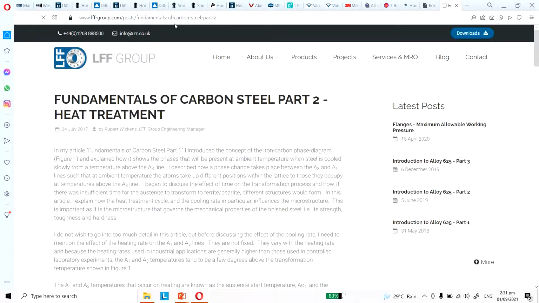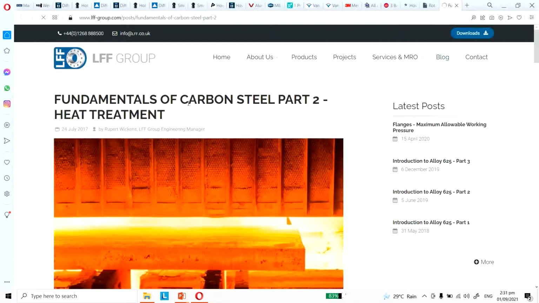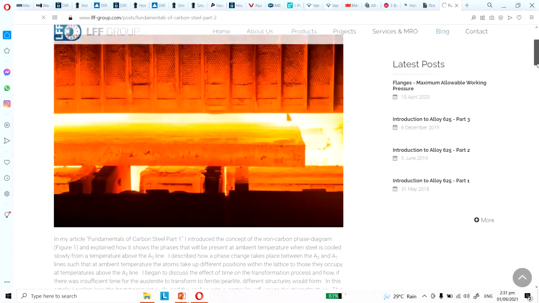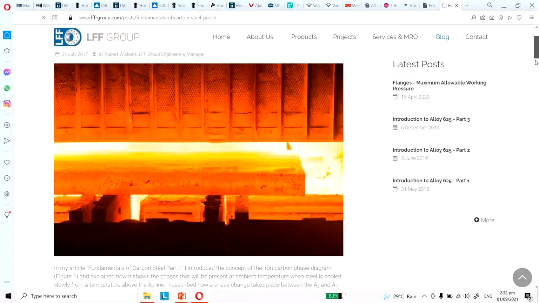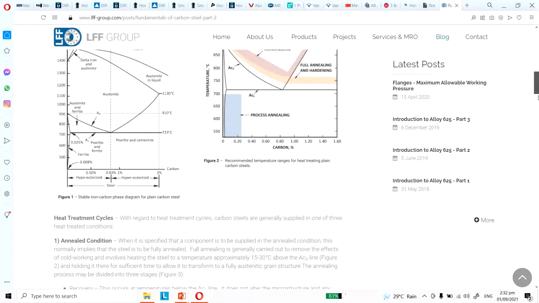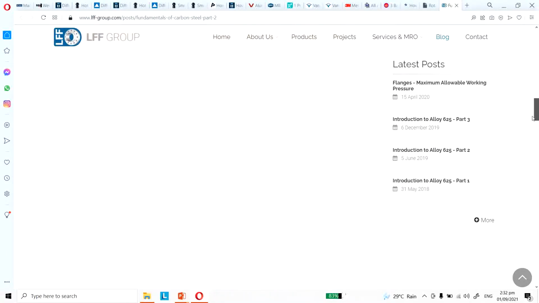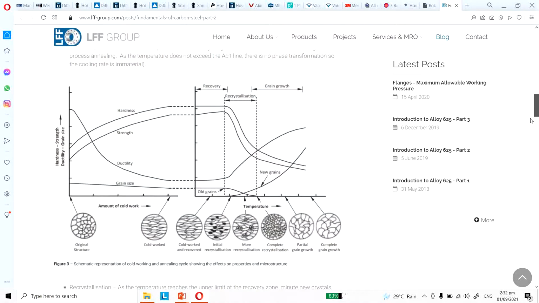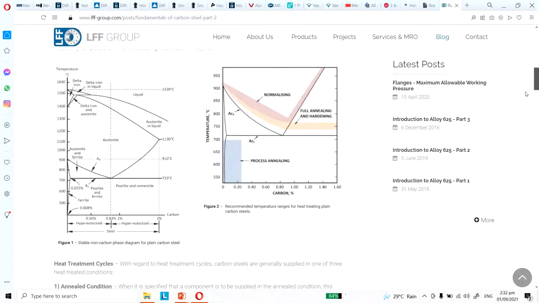Okay, so let's check this link right here. Actually, this is a useful article where you can read the fundamentals of heat treatment. Right here it has this figure subjecting the metal to a higher temperature and then cooling it. The principle is that there is an iron carbon phase diagram. In this left figure, it is an iron carbon phase diagram.